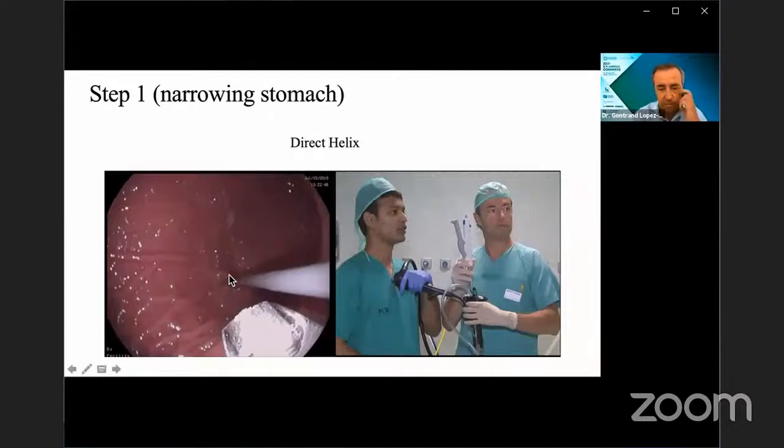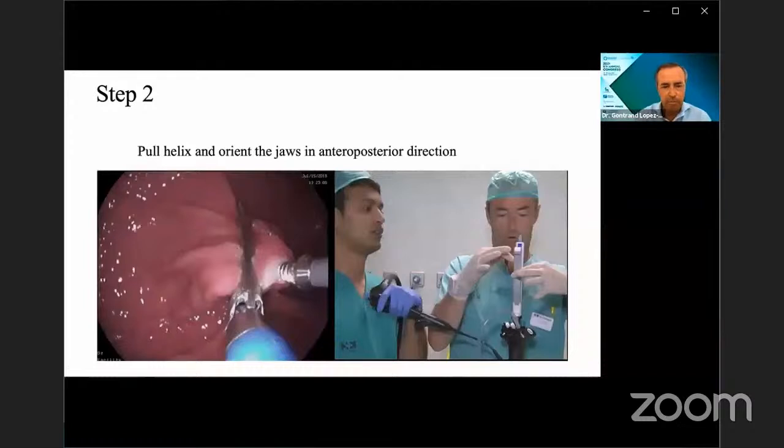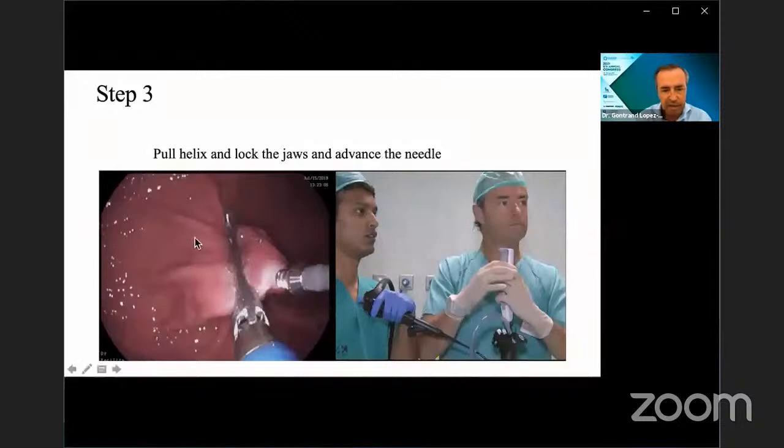Here you can see in the endoscopic view, we are in the middle of the greater curve at the level of the incisura, which you can find on the right. And we are going to take the first plication. So you direct the helix, you pull the helix, and then with the jaws of the grasper, you orient them in the anterior-posterior direction. You deliver the needle.